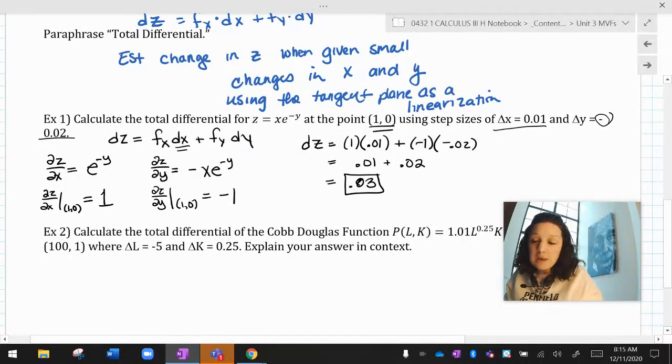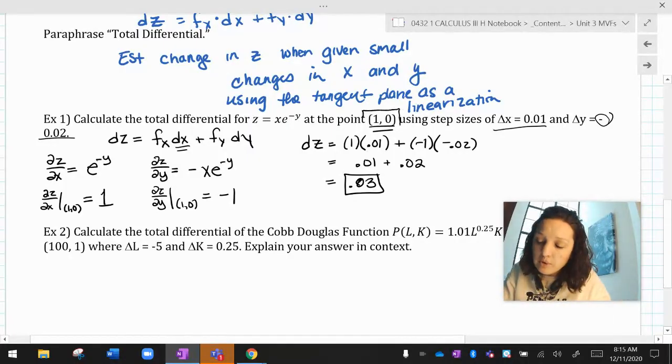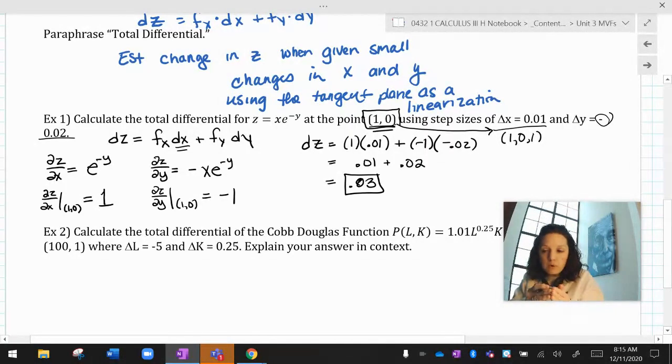Now, what does that mean? It means if you start at the point (1, 0), which, by the way, if I plug that into the original would be the point (1, 0, 1), and go in the positive x direction 1/100th and in the negative y direction 2/100ths, I can expect my z to increase by 0.03. So I can estimate that I'm nearly at the z value of 1.03.